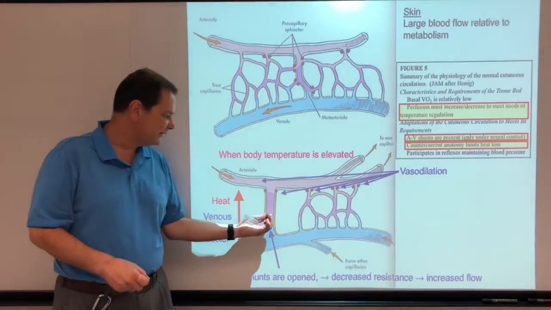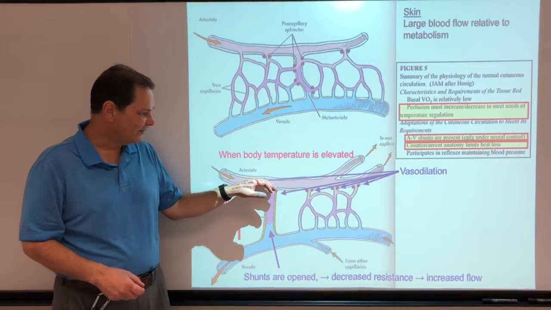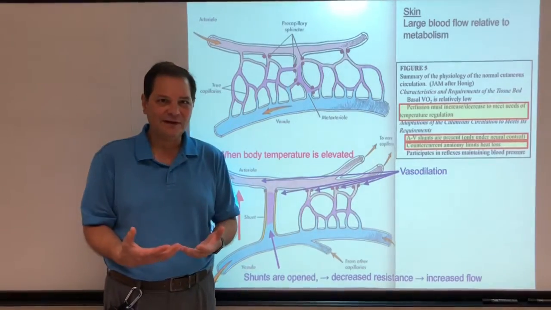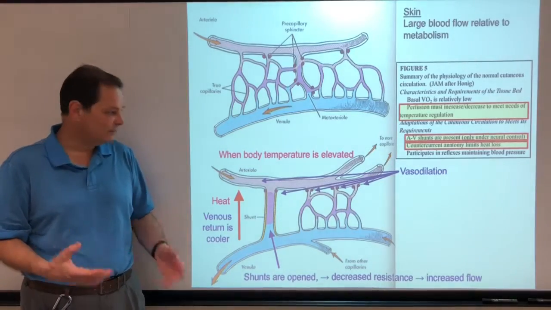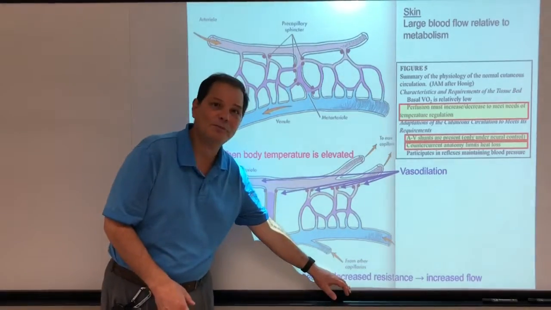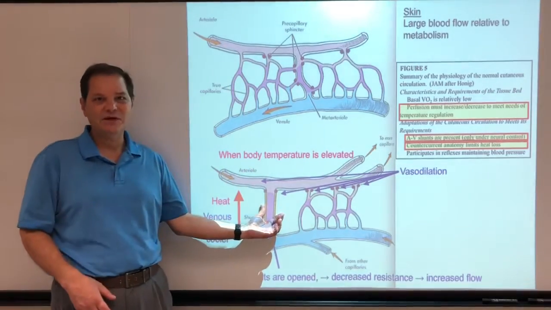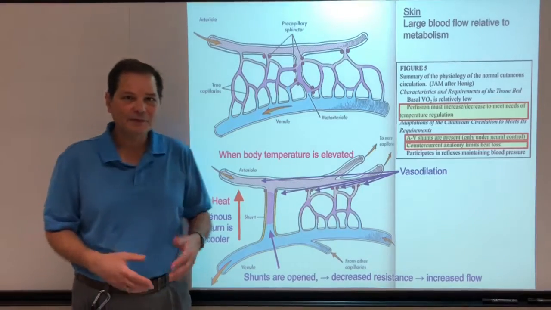So these shunts open when the body temperature is elevated. The reason why they do that is because you're reducing the resistance to flow. It's Ohm's law. And so you're increasing flow to the skin by dilating these shunts. So you have more blood that gets exposed, okay?